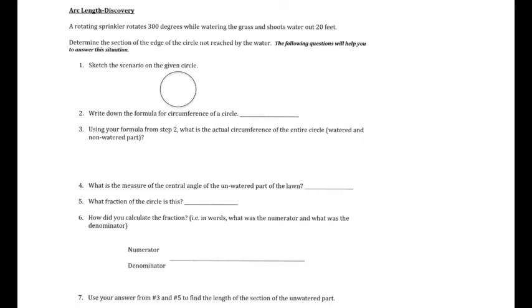So you've had a chance to work through this discovery. So we're going to talk about it a little bit before you do some practice finding arc lengths. So we have a sprinkler that's rotating 300 degrees and it's watering a lawn.